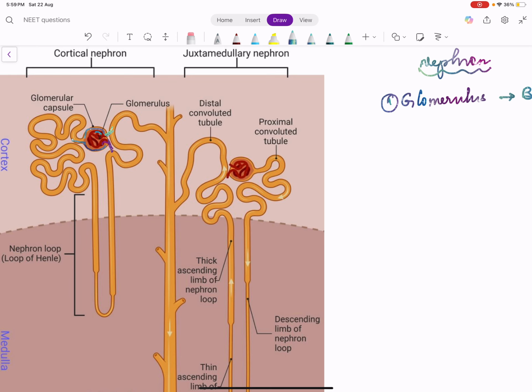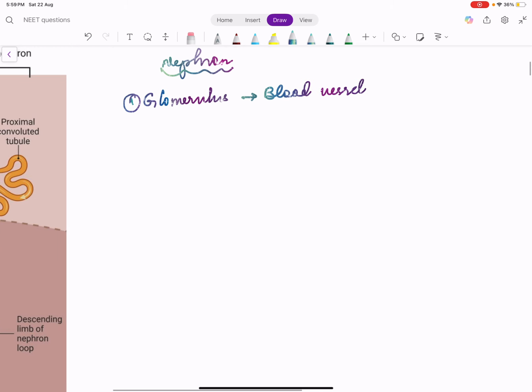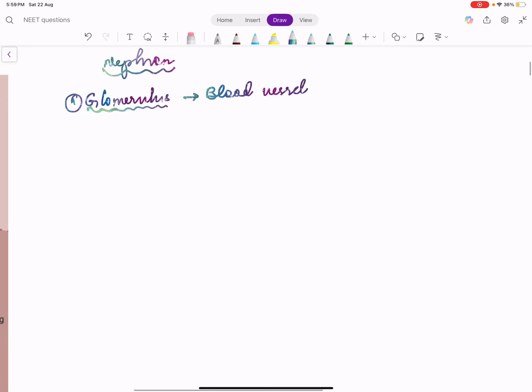So the blood which is entering the glomerular capillaries gets filtered, and the filtrate will enter the Bowman's capsule and go to the tubules. Why this glomerulus is very important is, we know very well from our discussion in rheumatology that wherever there is a blood vessel, vasculitis can occur, right? We discussed small vessel vasculitis. Glomerulus is also a small blood vessel. It is also a small vessel.